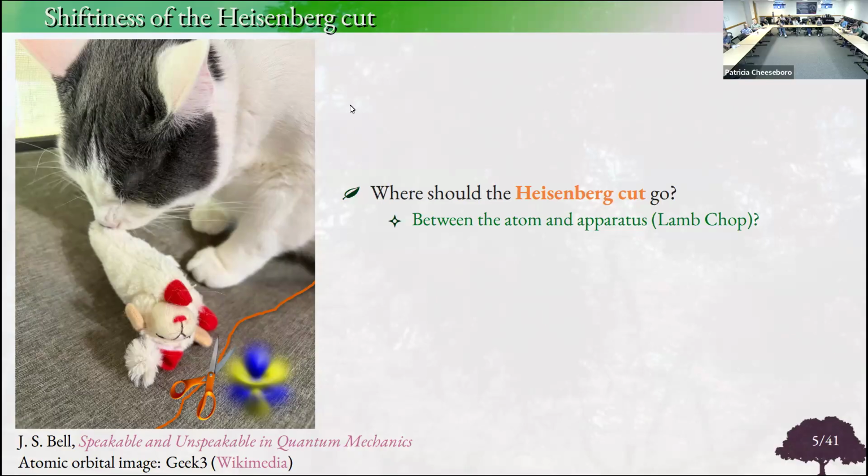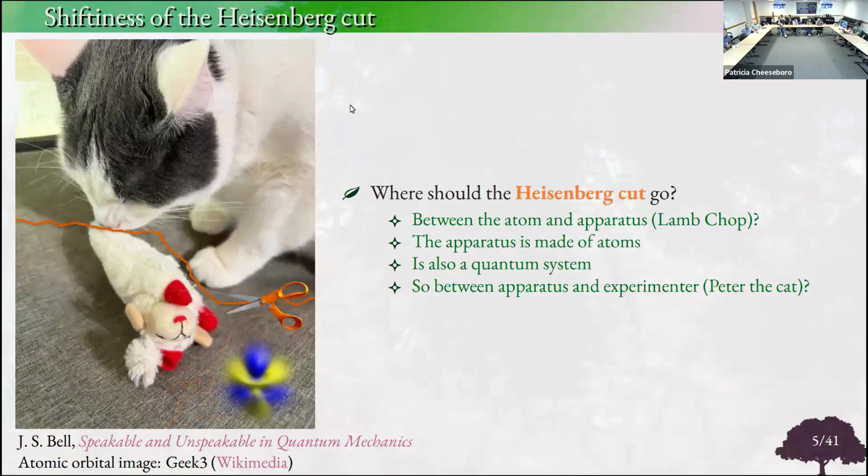But your measurement device is made of atoms. It's a physical system, and atoms obey the laws of quantum mechanics. And from the tensor product axiom, they should have a Hilbert space, which is just the tensor product of the Hilbert spaces of all the atoms that make it up. So it should evolve according to quantum mechanics. So why not move the cut back between Peter the cat, the experimentalist, and the device he's using to measure the properties of the atom? Now you describe the device as a quantum system that evolves according to Schrödinger's equation.